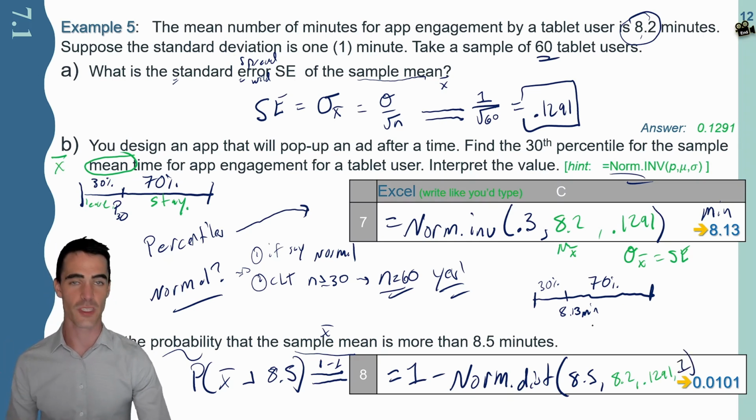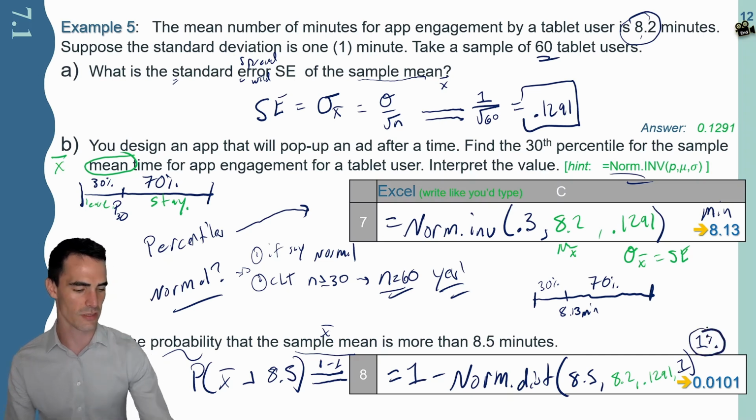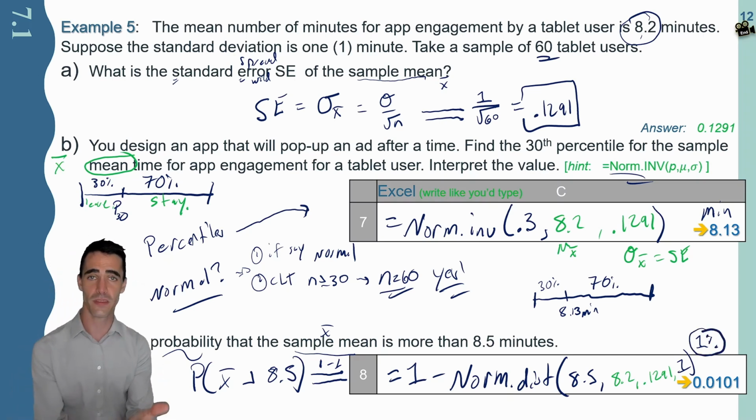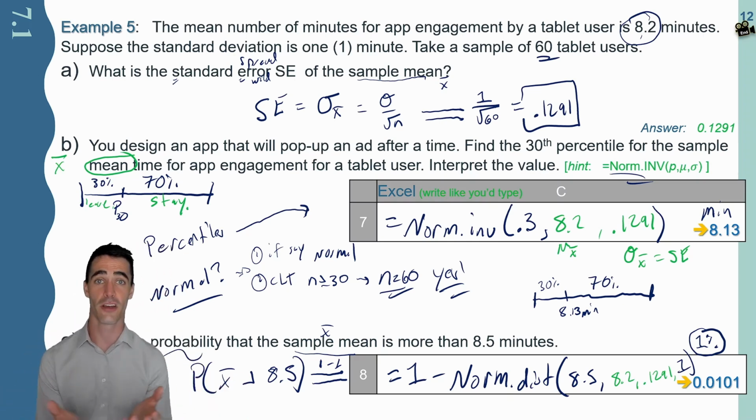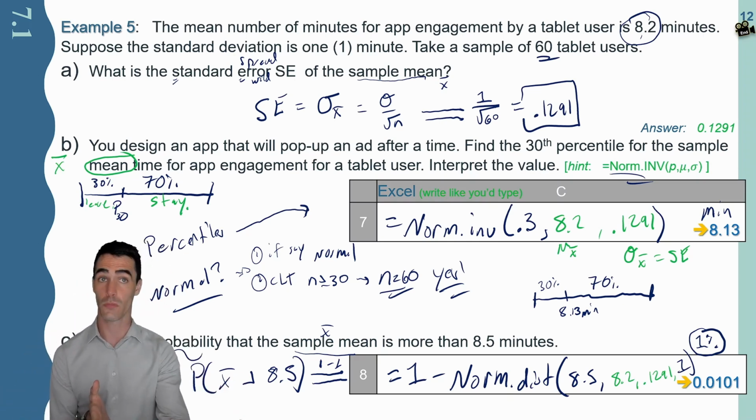And it looks like, what's the probability that we're going to get over the norm? 8.2 minutes is the norm. It looks like the probability is unlikely. That's 0.0101. If we want to convert it into a percent, that's a 1% chance. And so if we're developing this app, we launch it out, we have these ads, and we look at our engagement, and our engagement is quite a bit better.